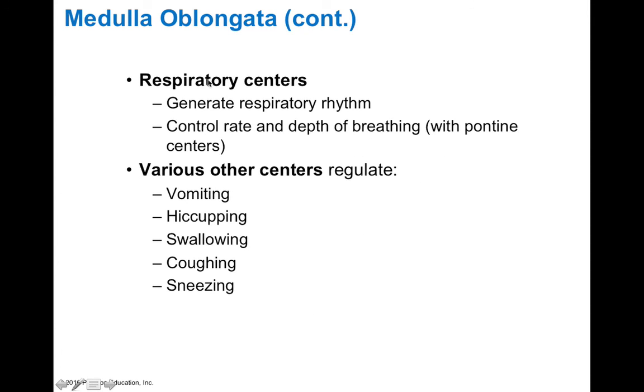Now, it also contains respiratory centers that can help regulate respiratory rhythm and the depth of breathing, kind of like the pons does, as well as other reflex centers for vomiting, hiccuping, swallowing, coughing, and sneezing. So you think about how vital the medulla oblongata is to your survival. You essentially need this to maintain your blood pressure, your respiratory rhythm, and your heart's rhythm.